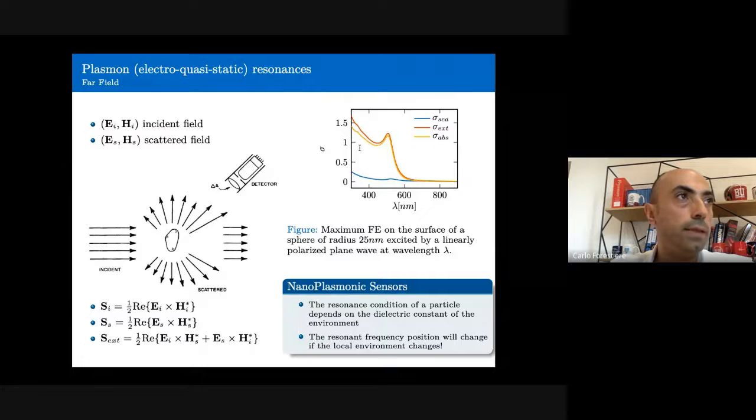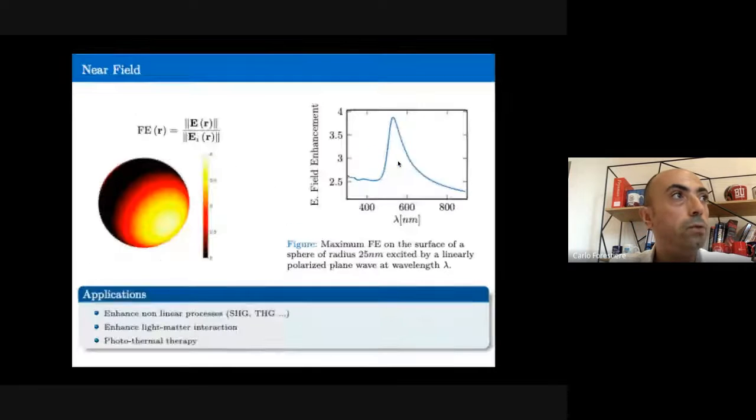And what we can see is that if we vary the frequency of the exciting light, we see a resonant peak. This is very important because we have seen that this peak shifts with the permittivity of the external medium, so we can make a sensor by looking at the shift of this peak. This is a first application that uses the far field.